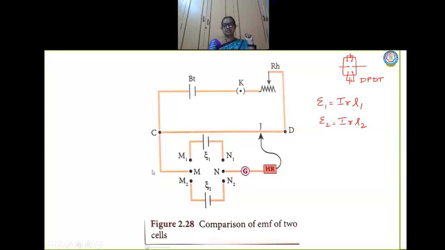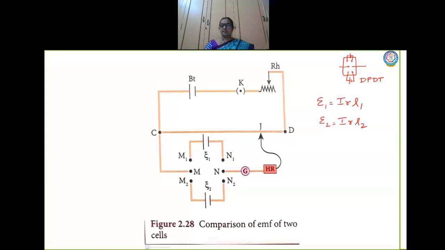So this is the first part. Now second, what you do, again you will have to take the reading. So vary the current. Then include once again the first cell, take the balancing length. For the same value of current, include the second cell, find out the balancing length. Okay, so two sets of readings are taken. Then again change the value of current, repeat the experiment for different values of current, and the average of that will give the value of the ratio of ψ1 by ψ2.